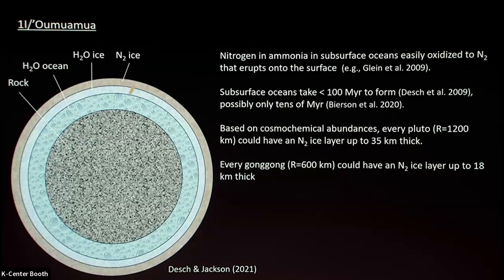And just looking at the cosmic chemical abundances, a Pluto-like object could potentially have an N2 ice mantle as thick as 35 kilometers. And an object like Gonggong or Charon with a radius of 600 kilometers could have one 18 kilometers thick. It may not be this thick. There are any number of things that prevent the full conversion of nitrogen to N2 and its emplacement on the surface, but we should think about many kilometers of N2 ice.